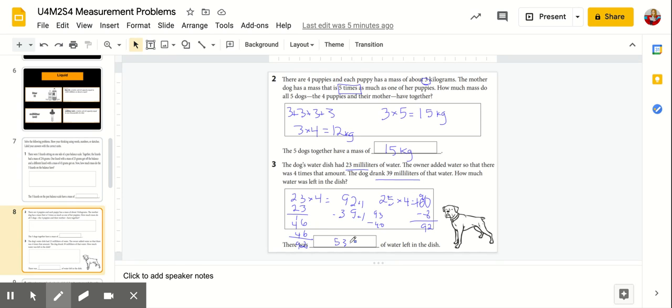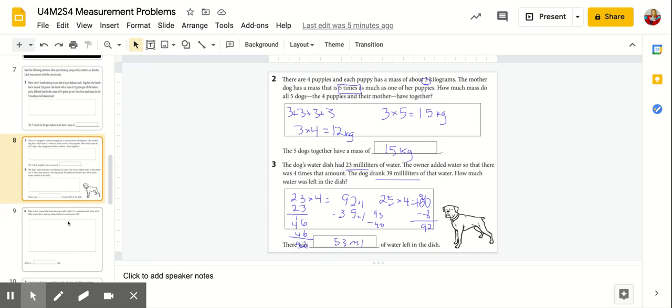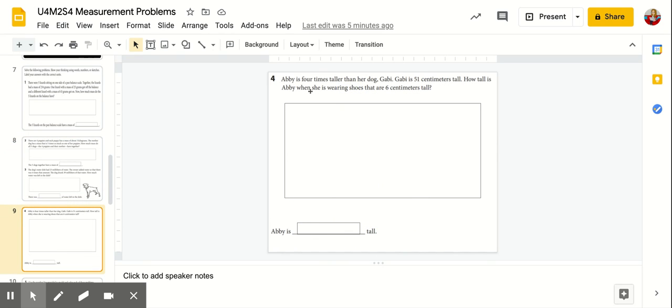53 milliliters. All right, I've done enough of your math, so I'm going to give it over to you guys. The next one is a time problem, or actually it's a height problem.